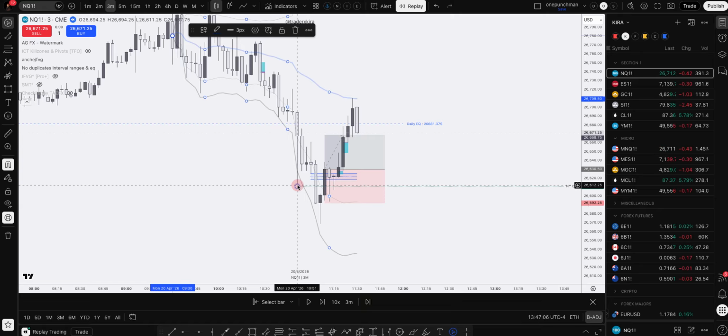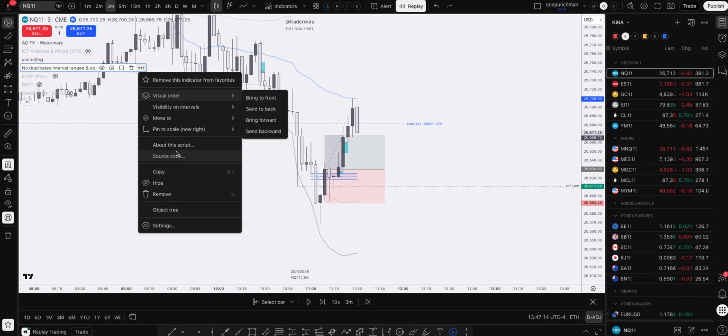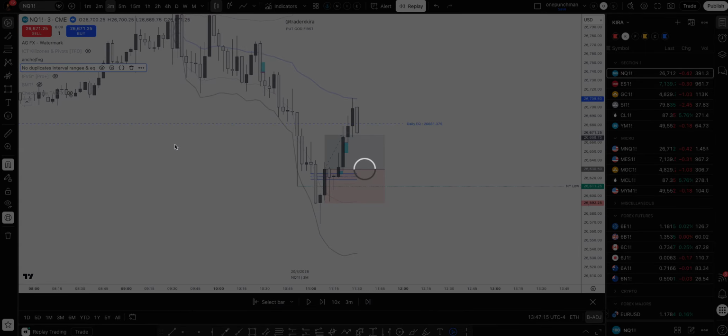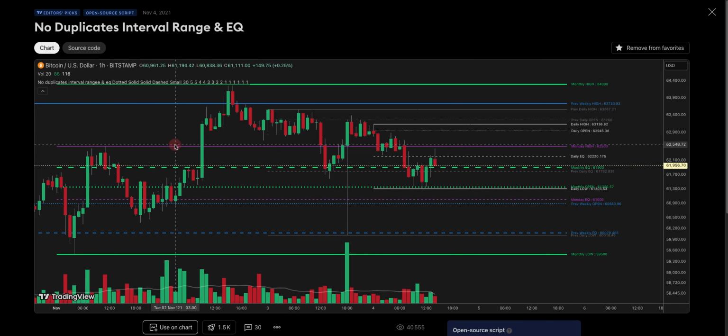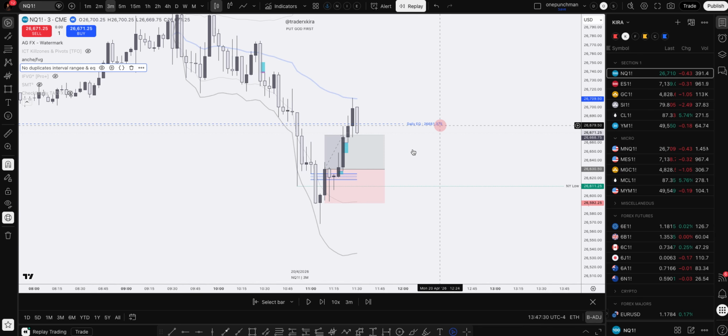Enki says, are you using an indicator for the EQ level? I sure am. It's called the no duplicates interval range in EQ. I've shared this many times. If you just go through the general chat, search for my posts and type in no duplicates, the link will come up. It does list a whole bunch of different levels. I don't really care for any of these levels except for one, the daily EQ. That's it. That's all I need.